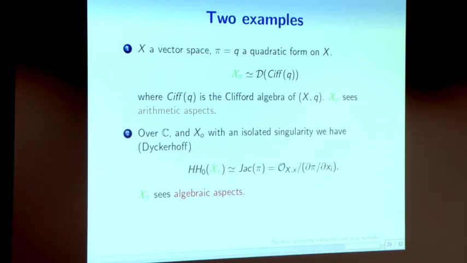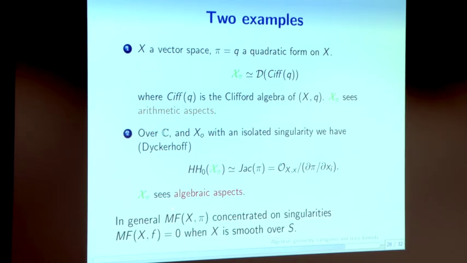If I look at it over the complex numbers and I assume that my special fiber has only isolated singularities, then there is this theorem by Dyckerhoff that Hochschild homology in degree 0 is the Jacobian ring. Take the germs of functions at the singular points and divide by the partial derivatives of your function. It's a finite dimensional algebra, and the dimensions are the same. So we see that this non-commutative space sees algebraic aspects. So this is just to convince you that this X_p is something interesting for Bloch's conductor formula.